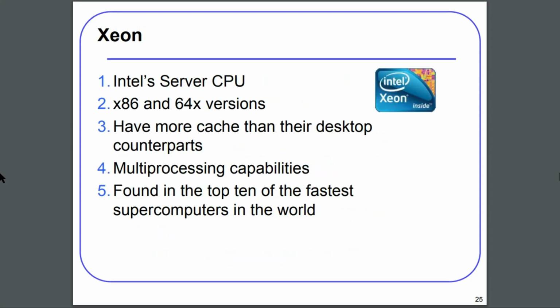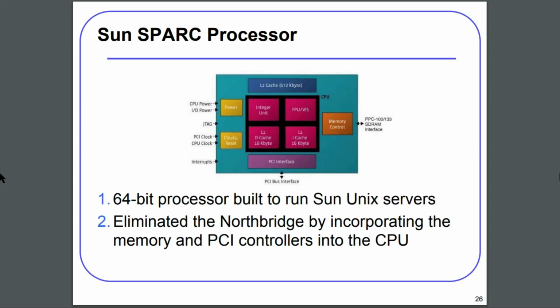Intel server CPUs, x86 and x64 versions, have more cache than their desktop counterparts and multiprocessing capabilities, and are found in the top 10 of the fastest supercomputers in the world. So let's check the next processor. This is the Sun SPARC processor, and this is the basic design for the Sun SPARC processor. A 64-bit processor built to run Sun Unix servers, it eliminated the North Bridge by incorporating the memory and PCI controllers into the CPU. So let's move to the next processor.